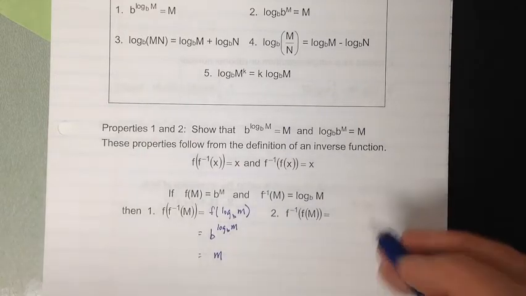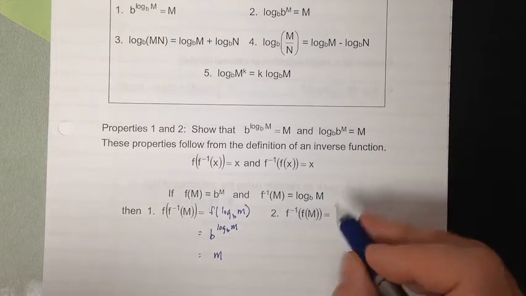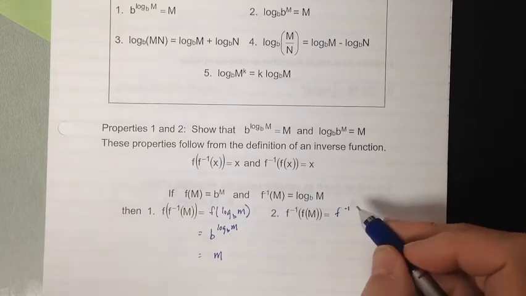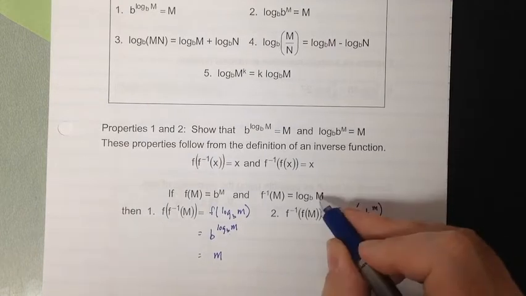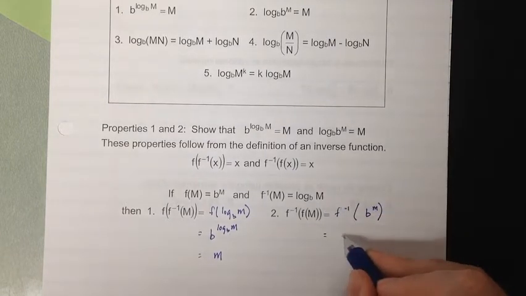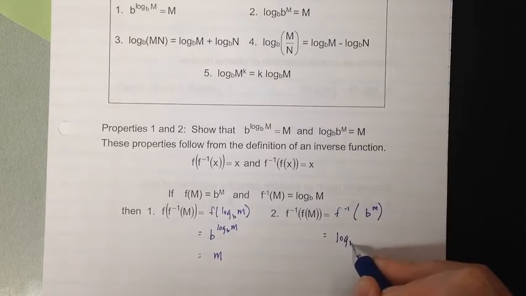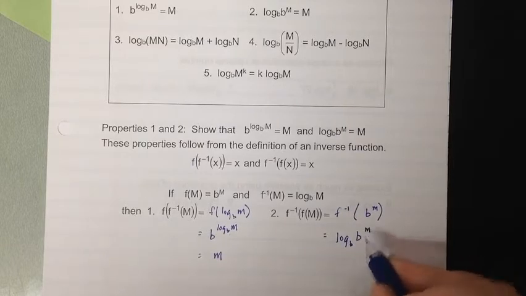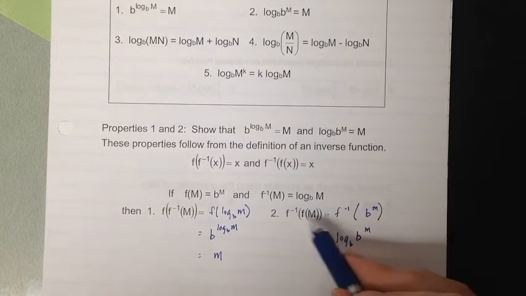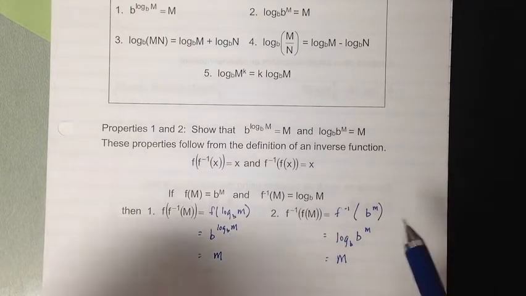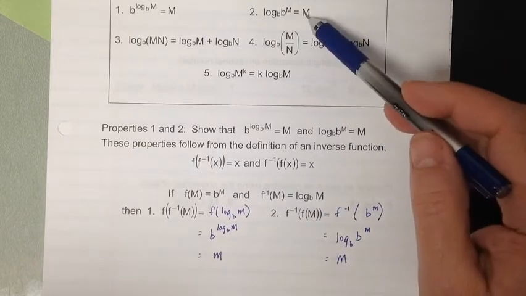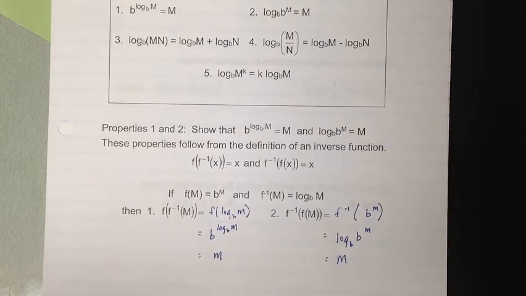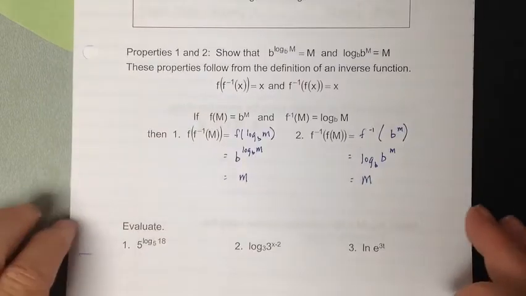Okay? Doing it the other way, f inverse of f of m. So I've got f inverse of b to the m power. I'm going to take b to the m and plug it in for the m here. I get log base b of b to the m power. And again, I know because it's true that these are inverses of each other that this has to be equal to m. So log base b of b to the m equals m, which is what the second property tells us. So let's use this then to do a little simplification.